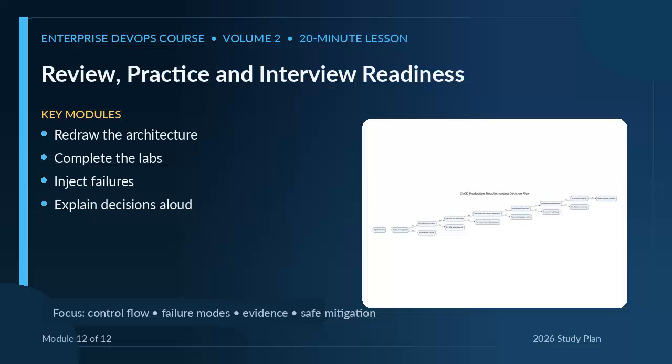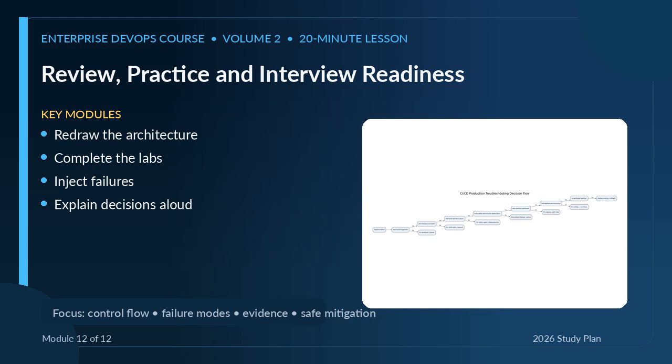You have completed the guided overview of Volume 2, GitHub and Jenkins. The next step is practical repetition. Recreate the architecture without looking at the handbook, implement the supplied labs, inject at least 3 failures, and document symptoms, evidence, root cause, mitigation, and prevention.